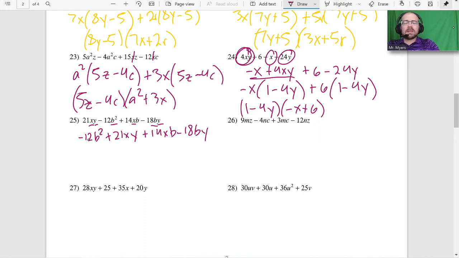But b squared doesn't go with anything, right? So it's also a little tricky because b squared doesn't go with anything. So because it doesn't, we would want to flip these guys around, actually. Let's see. So minus 18by, and then plus 14xb plus 21xy.